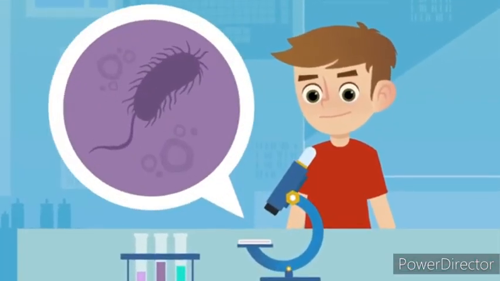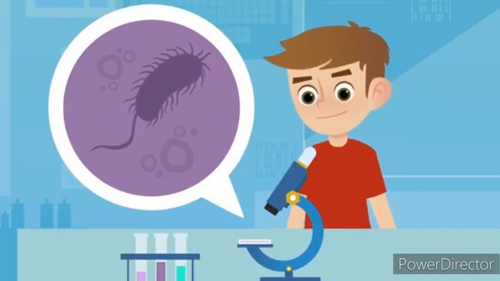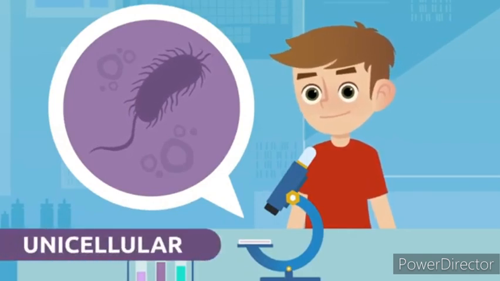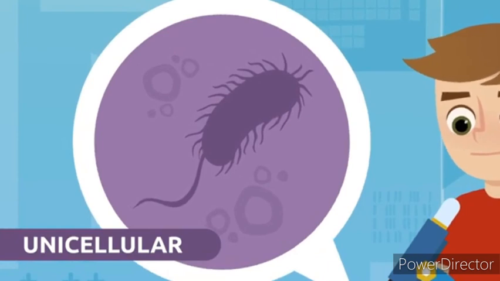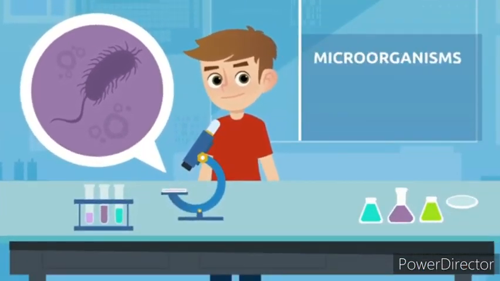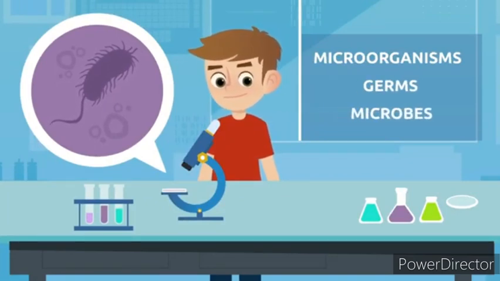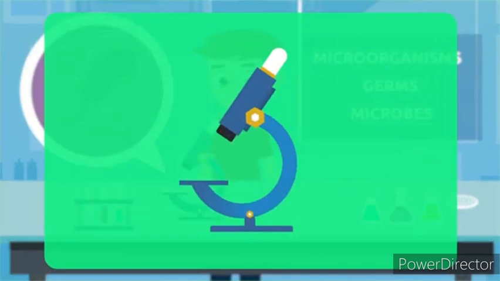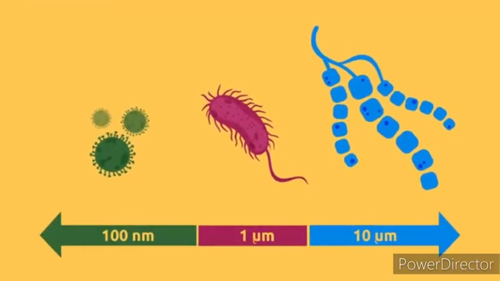There are organisms that consist of one single cell called unicellular organisms. These organisms are very small. That's why we call them microorganisms. You may also know them by other names like germs or microbes. To observe microorganisms, we need specific instruments like microscopes. Microorganisms come in many sizes and forms.